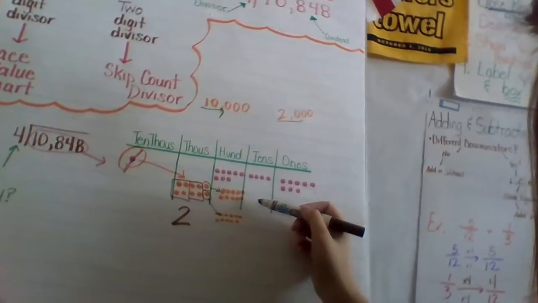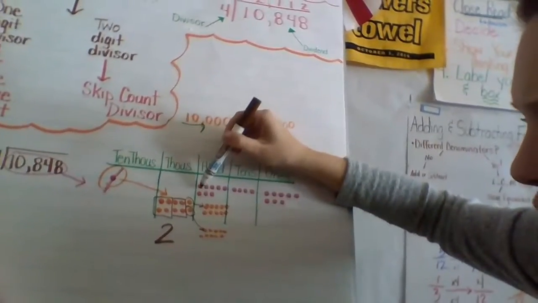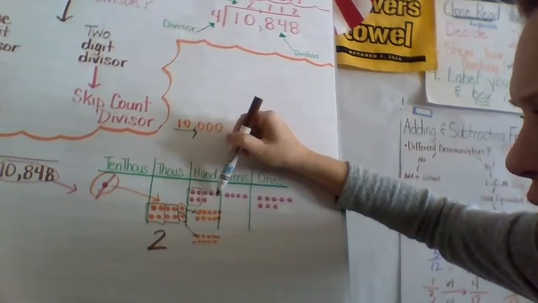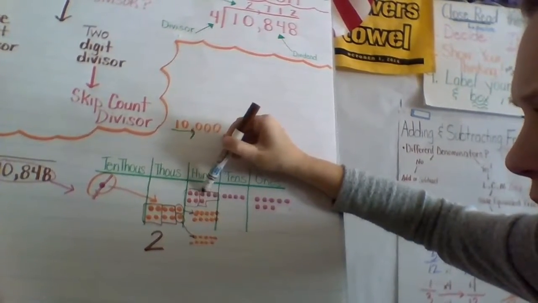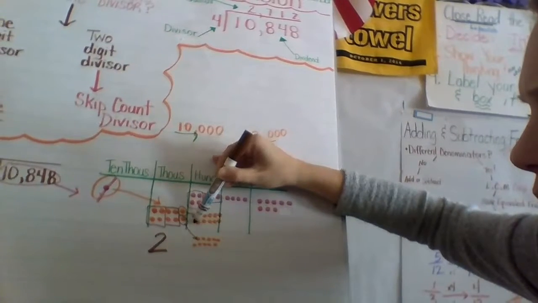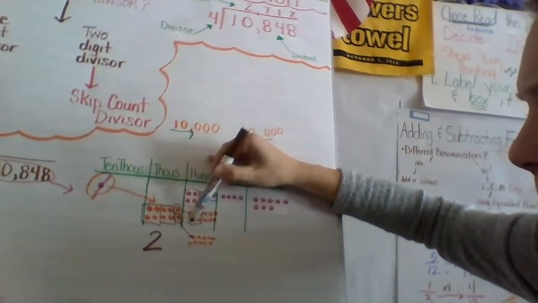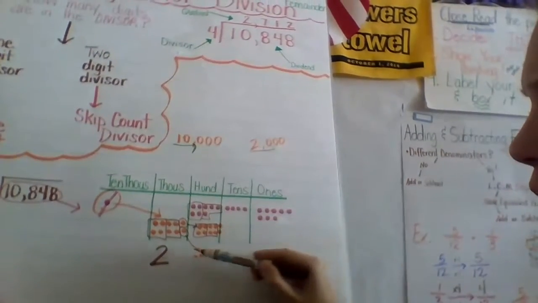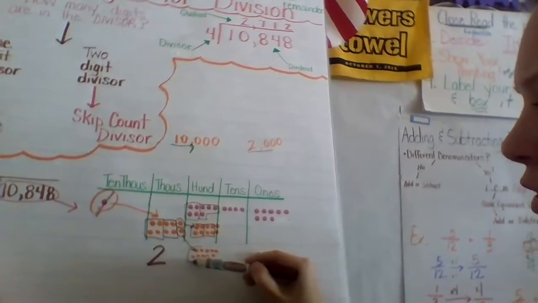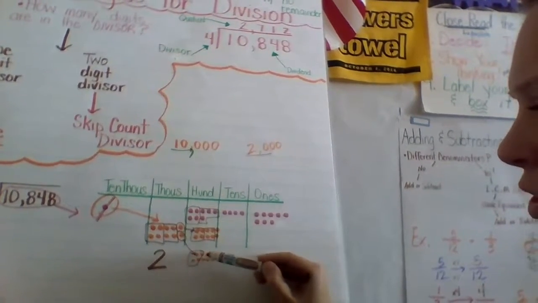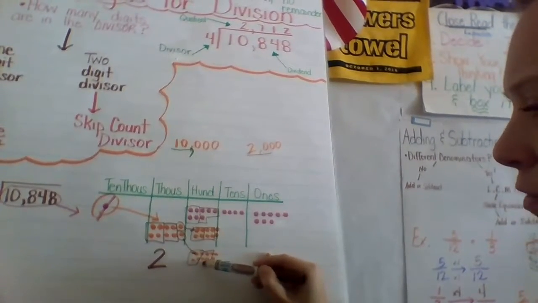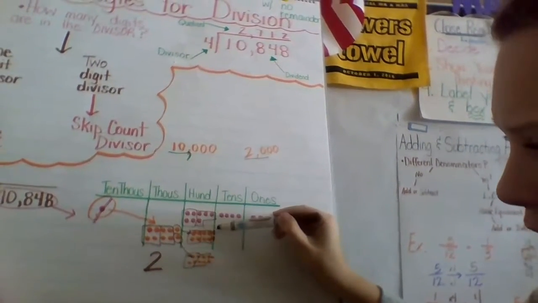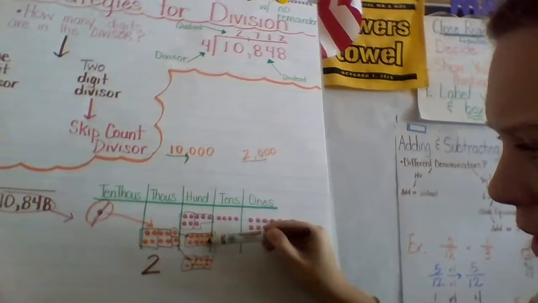Now I can make groups of 4. Let's count. 1, 2, 3, 4. There's a group of 4. Oh, there's another group of 4. Here's a group of 4, and another, and another. And then I have 1 here, 1 here, 1 here, 1 here. That's another group of 4.